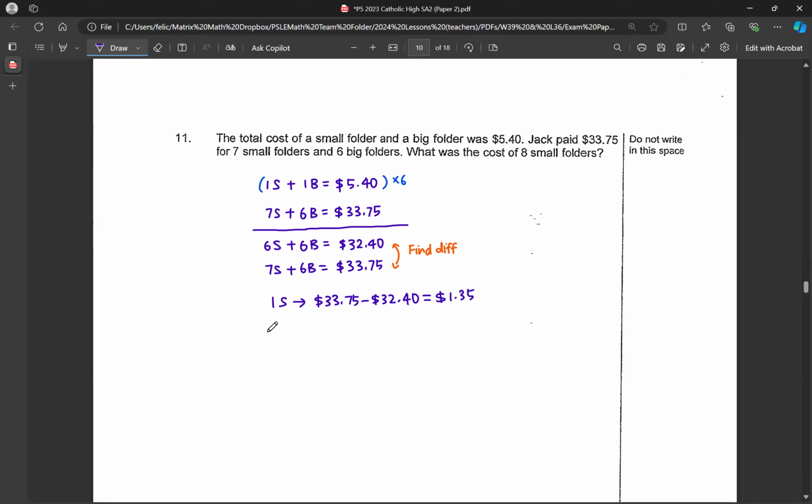Once we are done, we can go on to find what the question asked, the cost of 8 small folders. So just multiply accordingly. So that'll be $10.80.